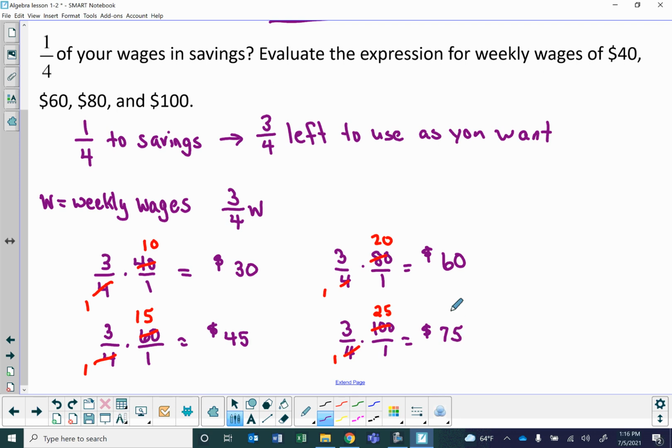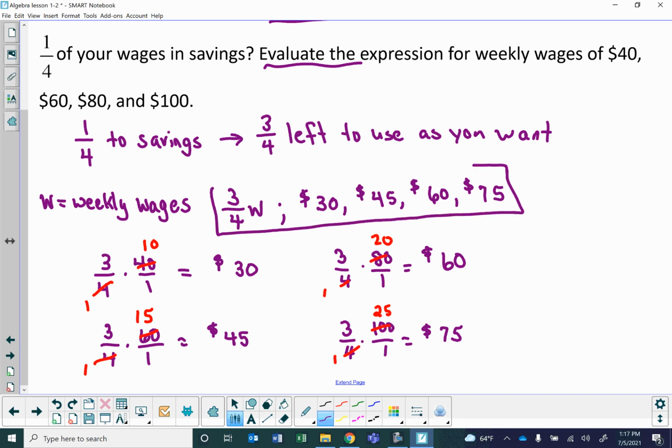So if it says evaluate the expression for weekly wages of 40, 60, 80, and 100, okay, so here's my expression, 3/4 W, and I would have $30, $45, $60, or $75, depending upon how much money I had earned each week in wages. Okay, so my expression is 3/4 W, and my evaluation of that would be $30, $45, $60, and $75.